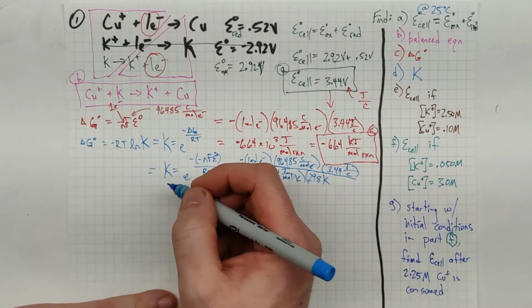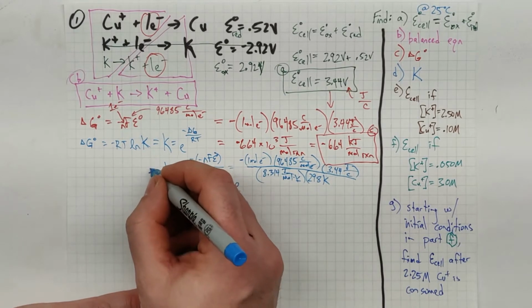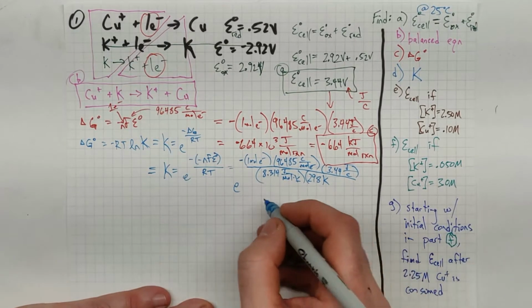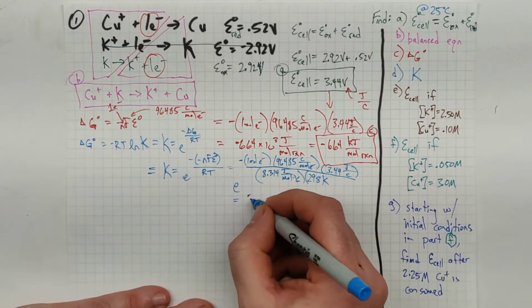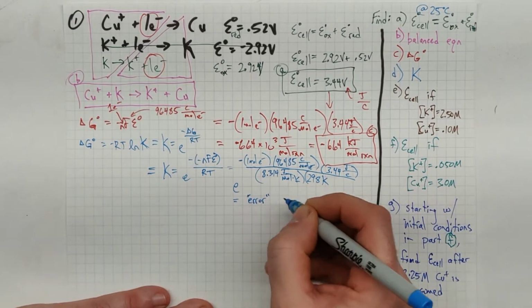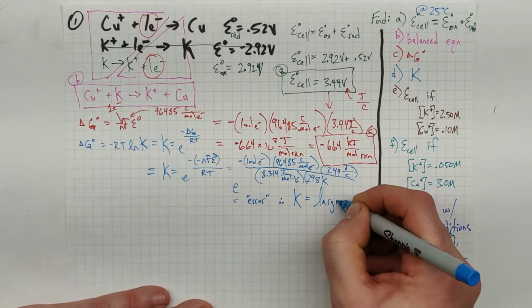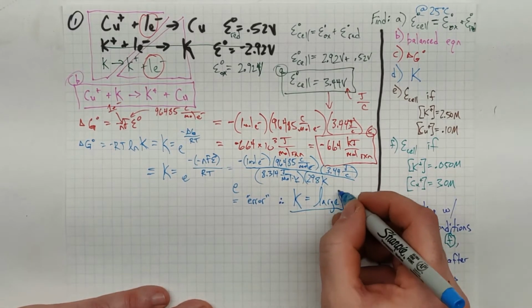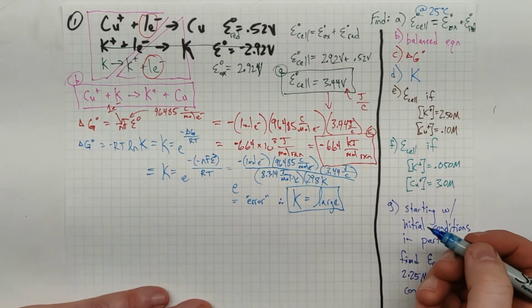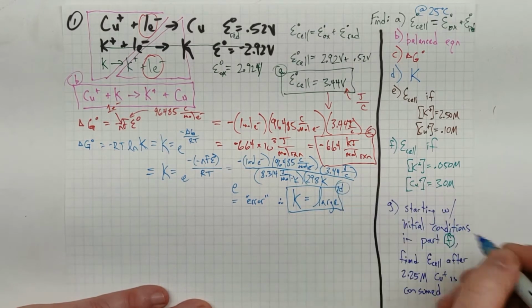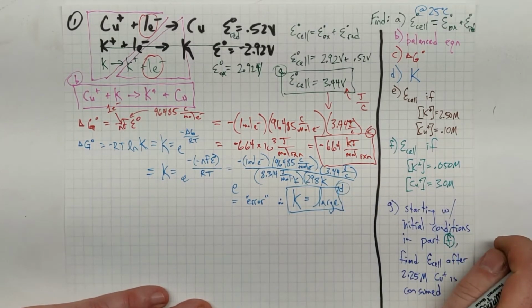Alright, so we end up with a K here that is large. In fact, your calculator will probably give you an error, but this is set up as error. Therefore, our K is large. Alright, for practicality, we can say that the reaction goes to completion because K is pretty darn large. So the equilibrium lies far to the right.